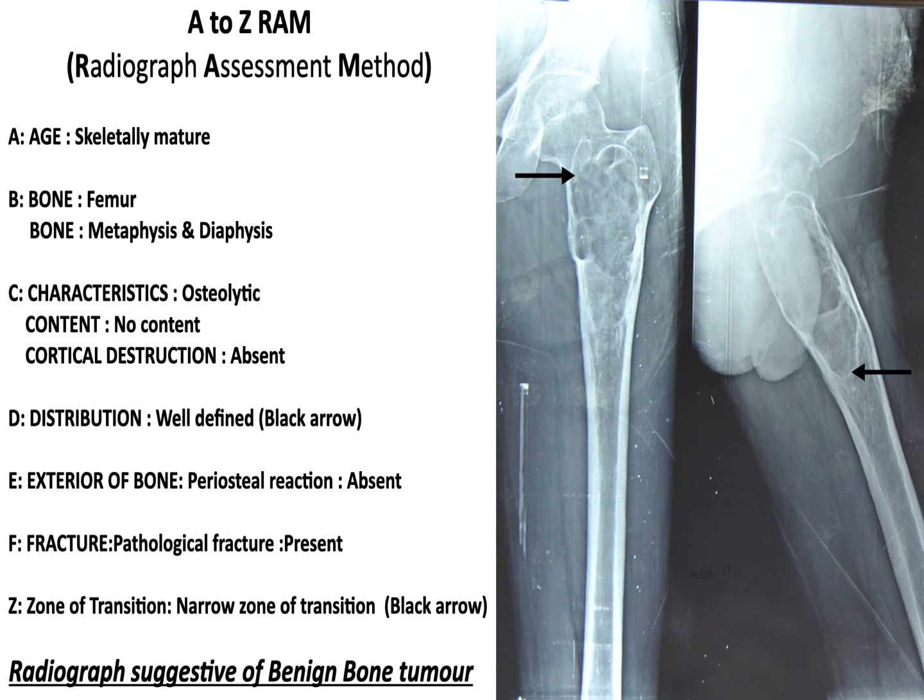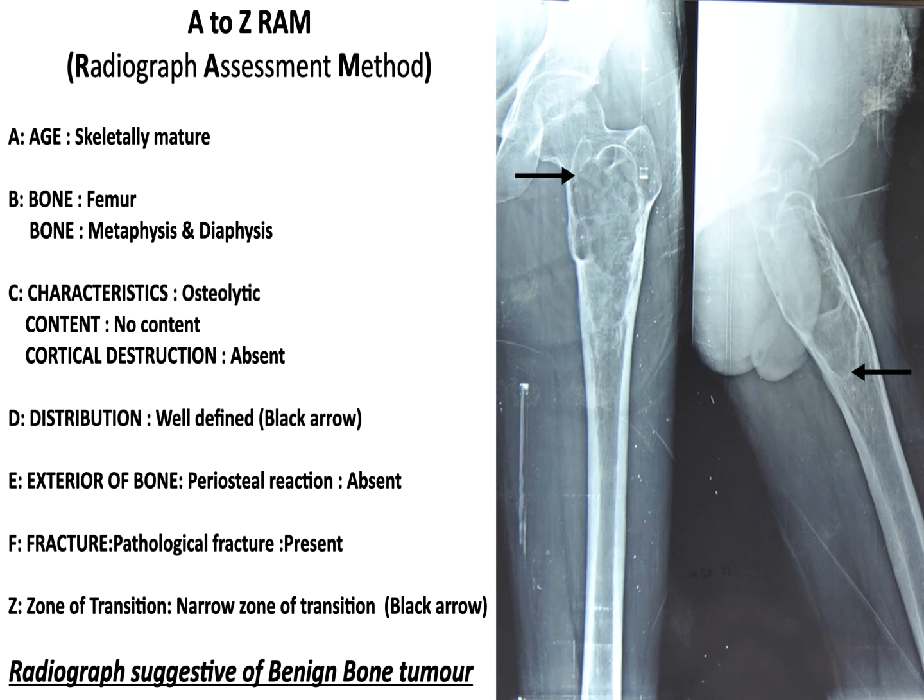Going to the next case, it's a lesion in the femur again. So which part of the femur? Here it's the neck of the femur, just at the trochanteric region, in a skeletally mature individual, so the physis is closed. It's an osteolytic lesion with no content, with no periosteal reaction, no soft tissue mass, without a pathological fracture. And an important point is the two black arrows showing where the tumor is starting and where the tumor is ending. So it's a well-defined lesion with a narrow zone of transition.